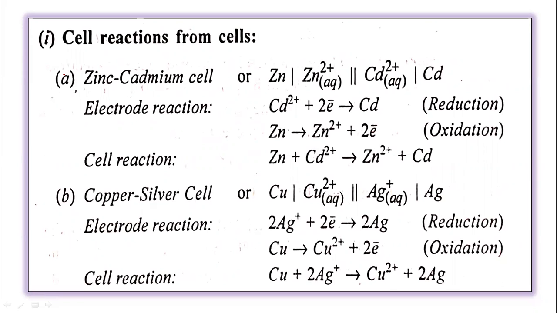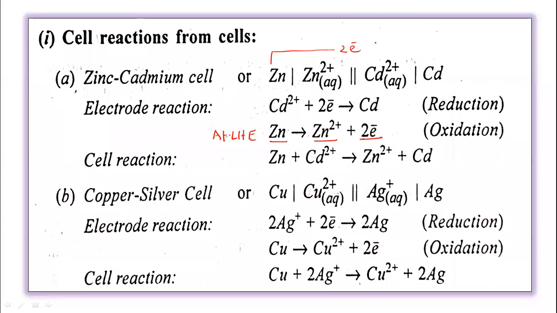So let us consider first the reaction taking place at the left hand side, at LHE, where zinc metal gives Zn2+ ion and 2 electrons. This is oxidation. Okay. This is the zinc cadmium cell, where 2 electrons are released here.